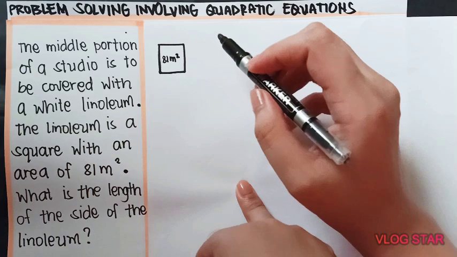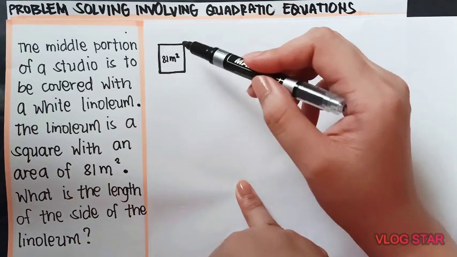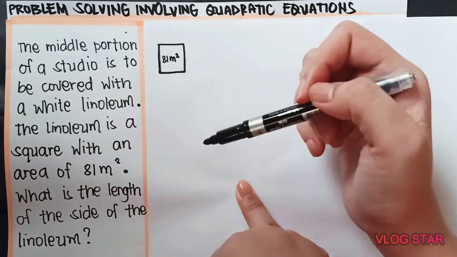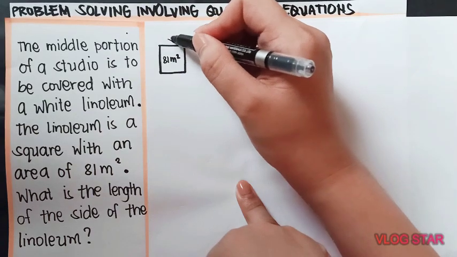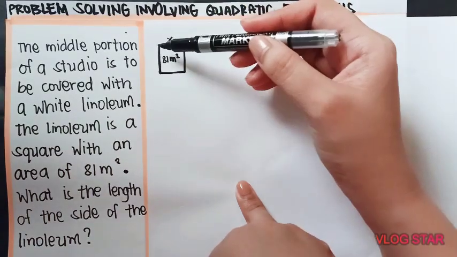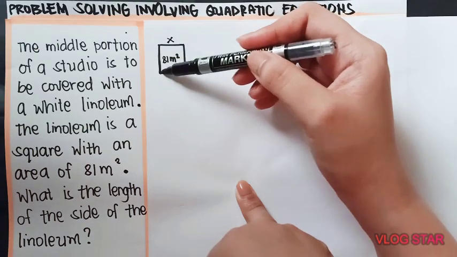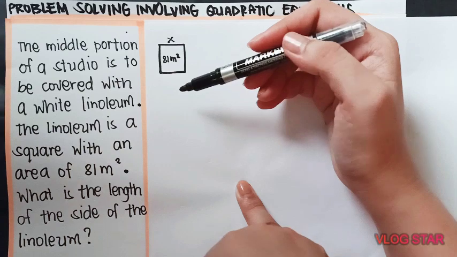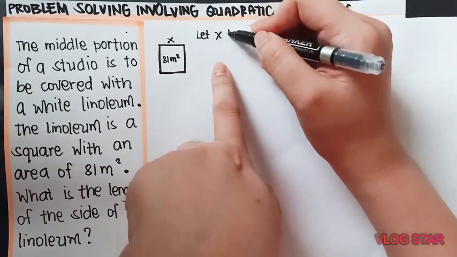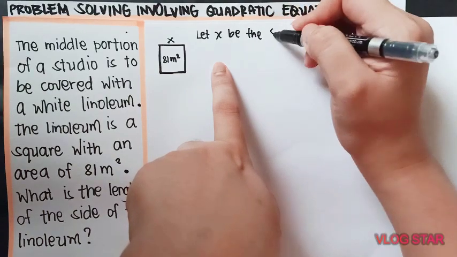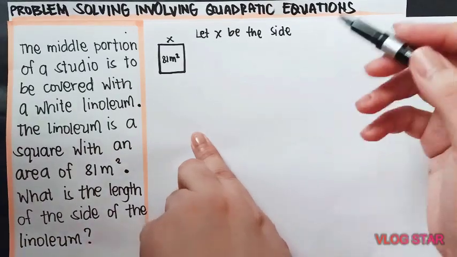Remember that one of the properties of a square is that all of its sides are congruent. So let's represent this side as x. It means that whatever is the measurement of this side is the same with the remaining three sides. They are all congruent. So let x be one of the sides, all right?